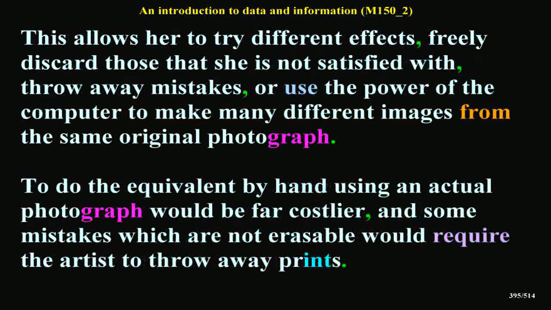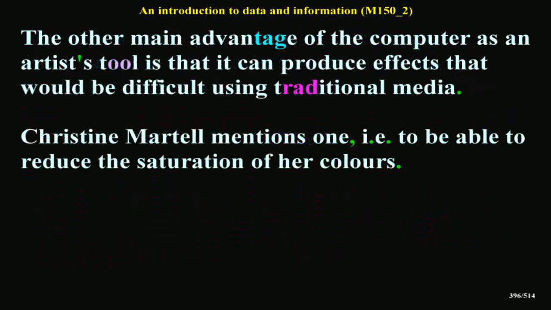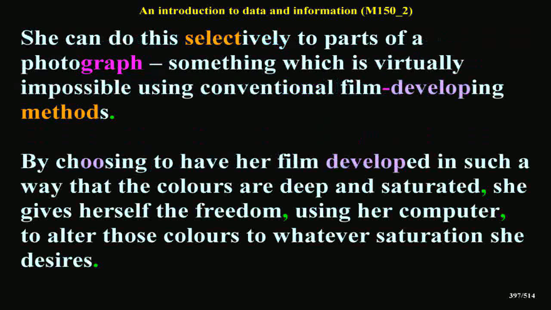To do the equivalent by hand using an actual photograph would be far costlier, and some mistakes which are not erasable would require the artist to throw away prints. The other main advantage of the computer as an artist's tool is that it can produce effects that would be difficult using traditional media. Christine Martel mentions one, i.e., to be able to reduce the saturation of her colors. She can do this selectively to parts of a photograph, something which is virtually impossible using conventional film developing methods. By choosing to have her film developed in such a way that the colors are deep and saturated, she gives herself the freedom, using her computer, to alter those colors to whatever saturation she desires.